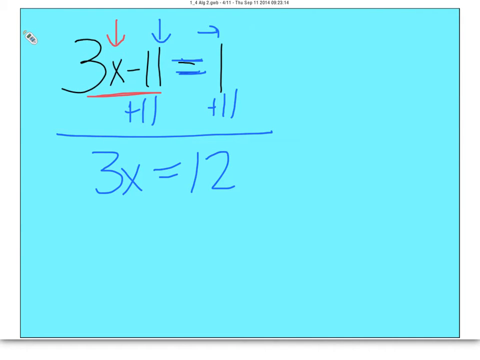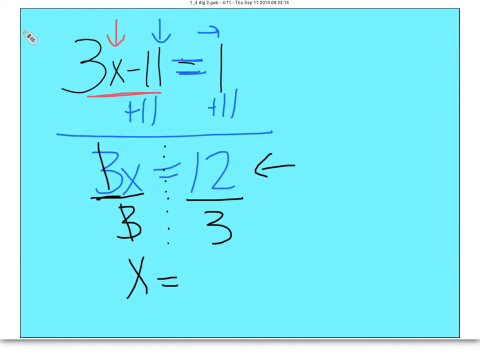Now the last step is get x by itself. If this is 3 times x, because I have to move this 3 to the other side of this equal sign over here, I'm going to have to cross over this equal sign right here. To move it, it's 3 times x, so the inverse of times is to come in and divide. If I do it to one side, I have to do it to the other. What happens is 3 divided by 3 becomes 1, or just a single x. 12 divided by 3 is 4.